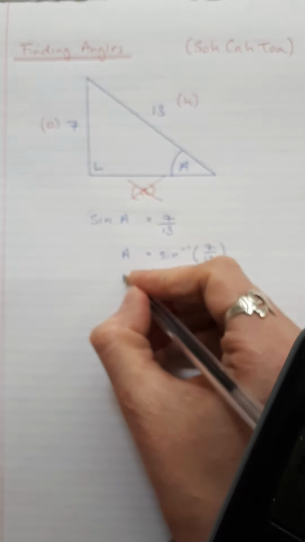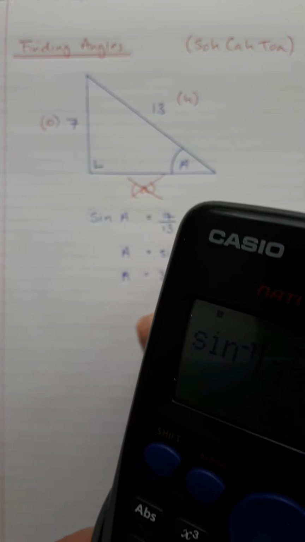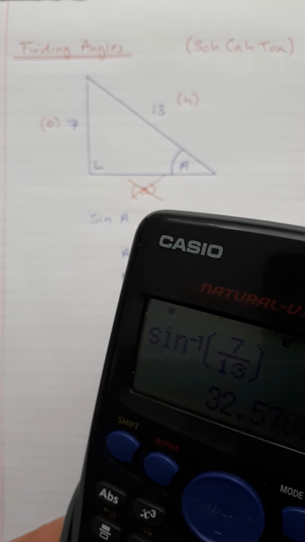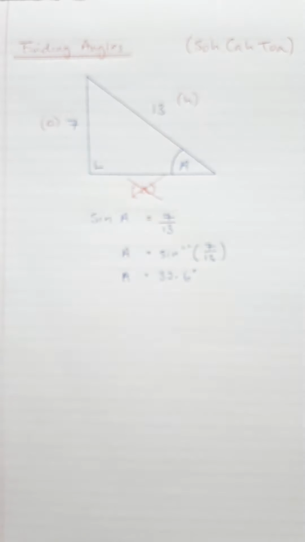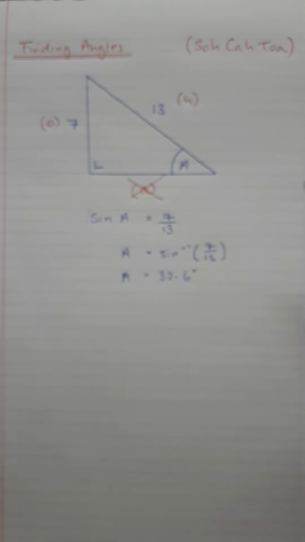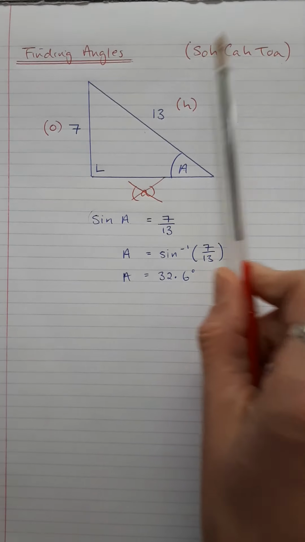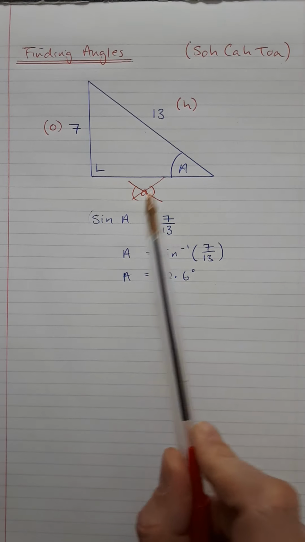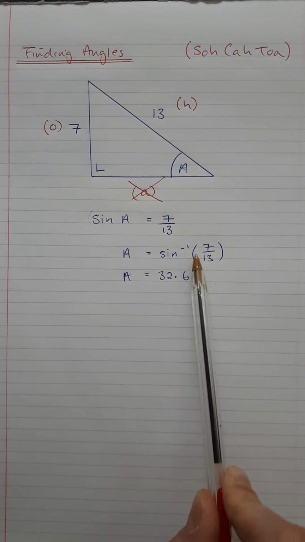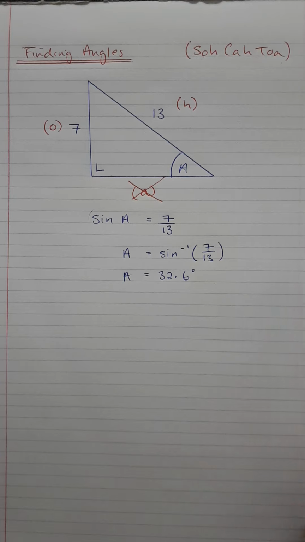So let's say we wanted it to one decimal place. That's going to be 32.6 degrees. Okay, so the important bit to take from this is label your triangle as you would normally. Pick your correct ratio. And if you're looking for an angle, that's when you'll do the inverse and no other time.